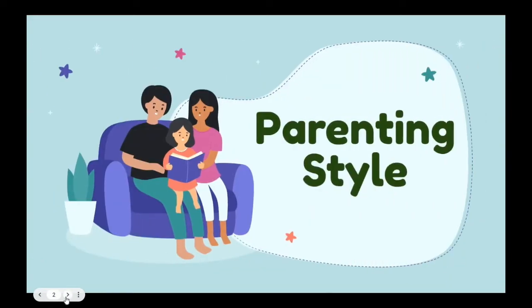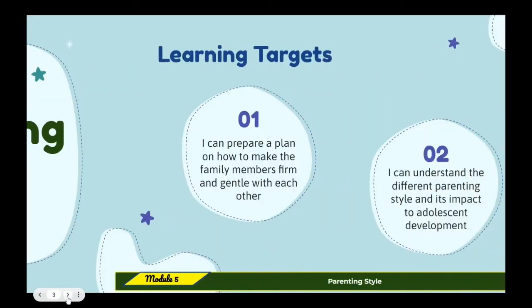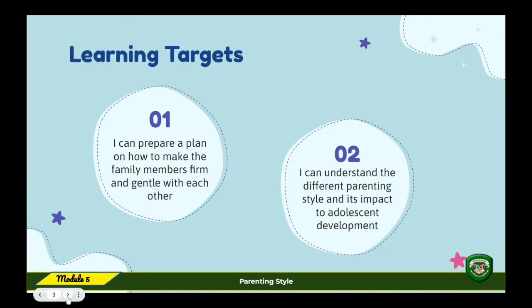If you are ready, let's start with our learning targets. We have two learning targets. Number one is you need to prepare a plan on how to make the family members firm and gentle with each other. The second one is you need to understand the different parenting styles and their impact on adolescent development.